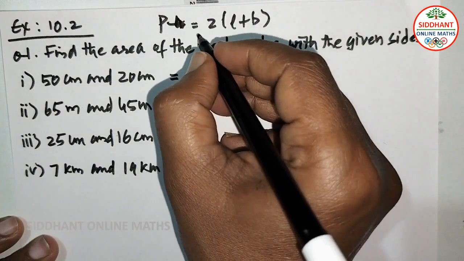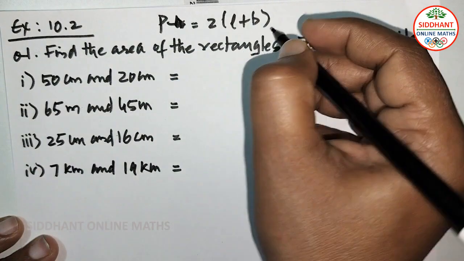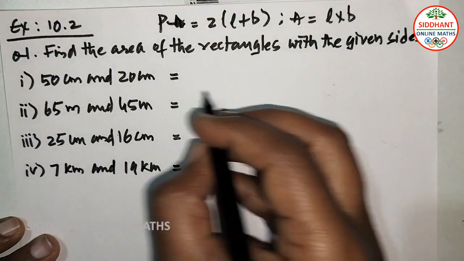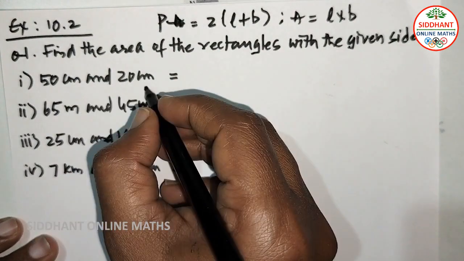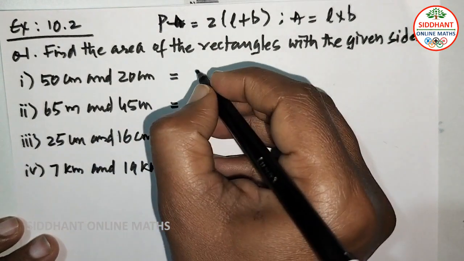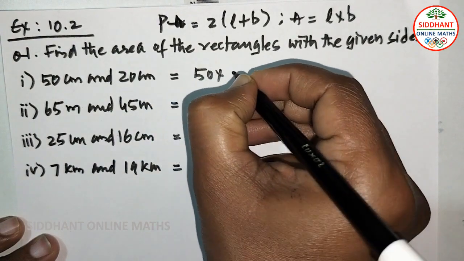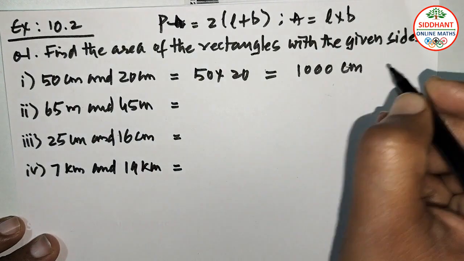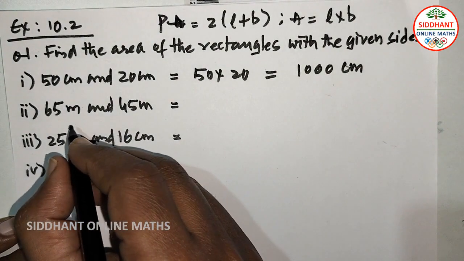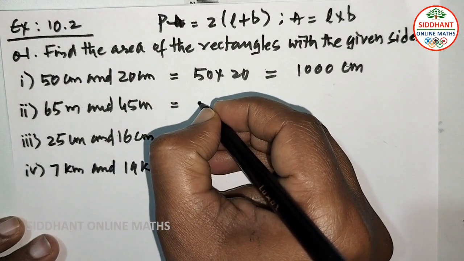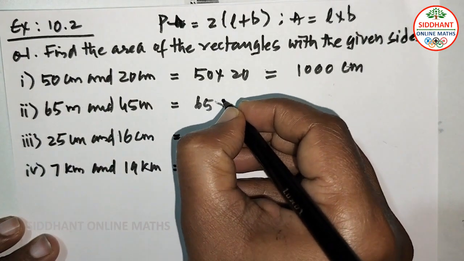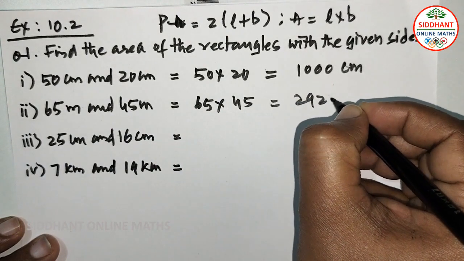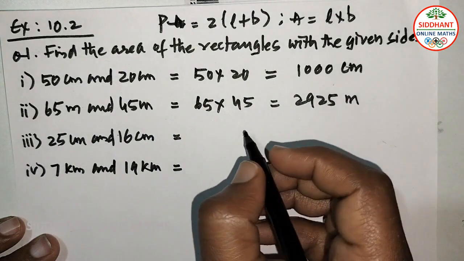So we know that perimeter of rectangle is 2 into L plus B and area is equal to L into B. So here the given data is 50 centimeters and 20 centimeters. So that means 50 into 20. So you get here 1000 centimeters is the area. Next 65 and 45. L into B, that means 65 into 45. So that will be 2925 meters is the area.